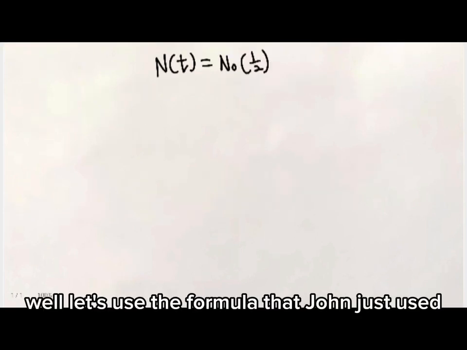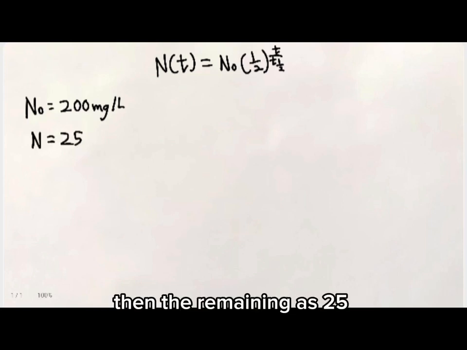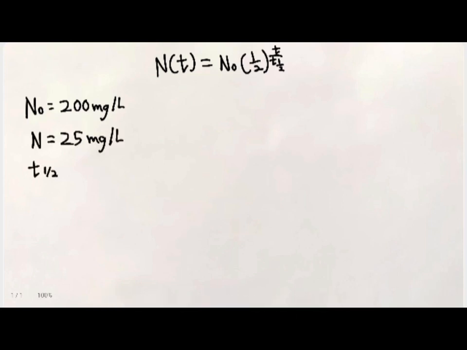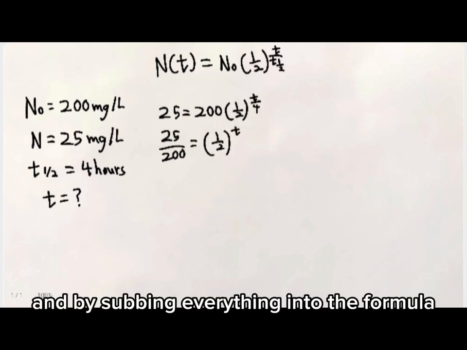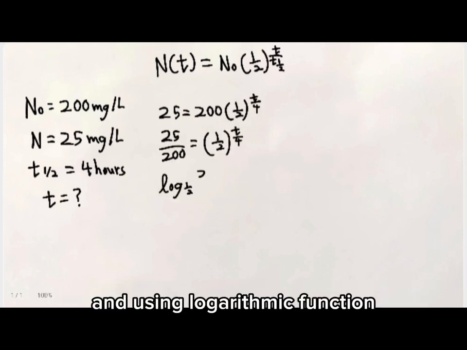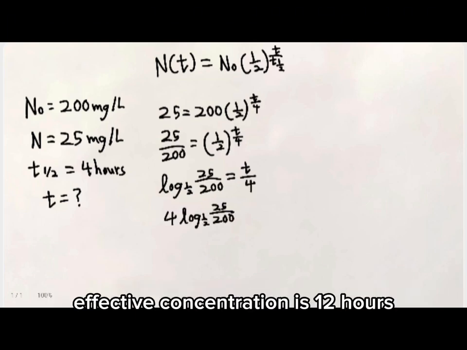Well, let's use the formula that John just used. First, let's put the initial as 200, then the remaining as 25, the half-life as 4 hours, and the time being the one that we need to find. And by subbing everything into the formula and using the logarithmic function, we can see the time it takes for it to fall below the minimum effective concentration is 12 hours.